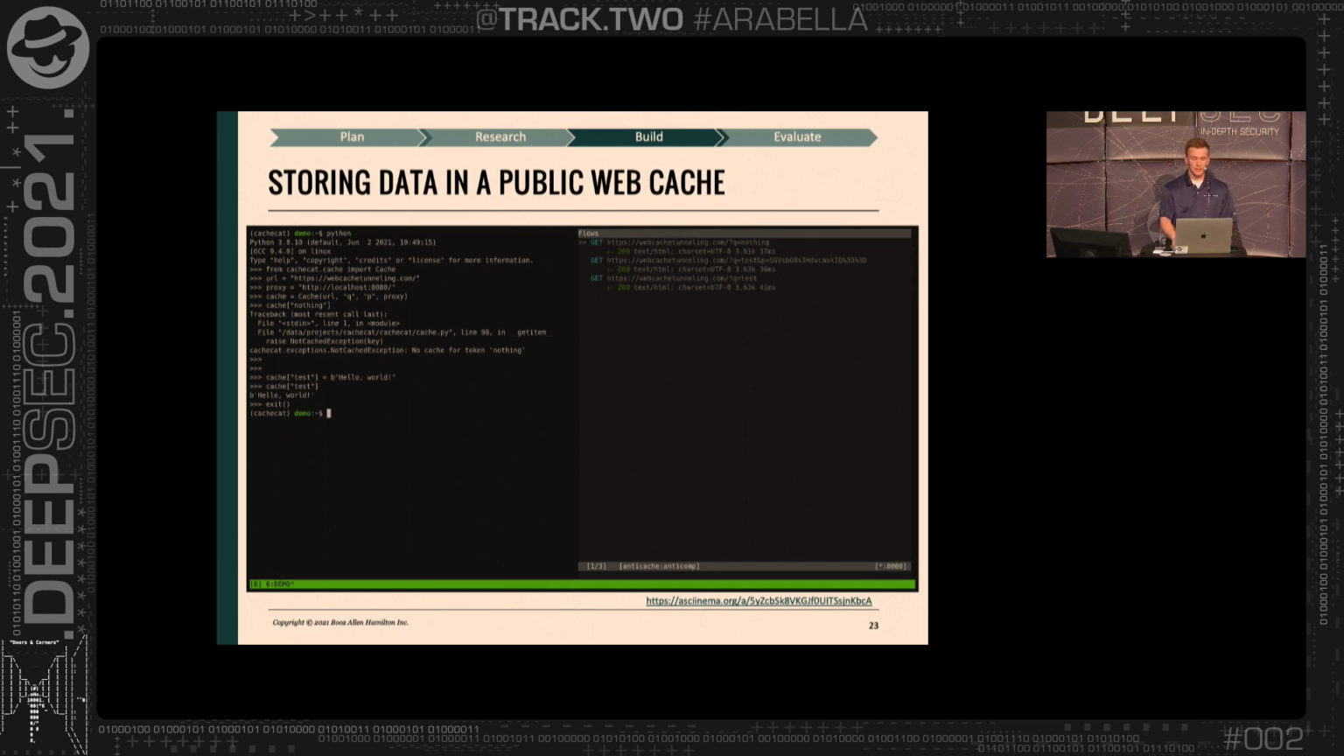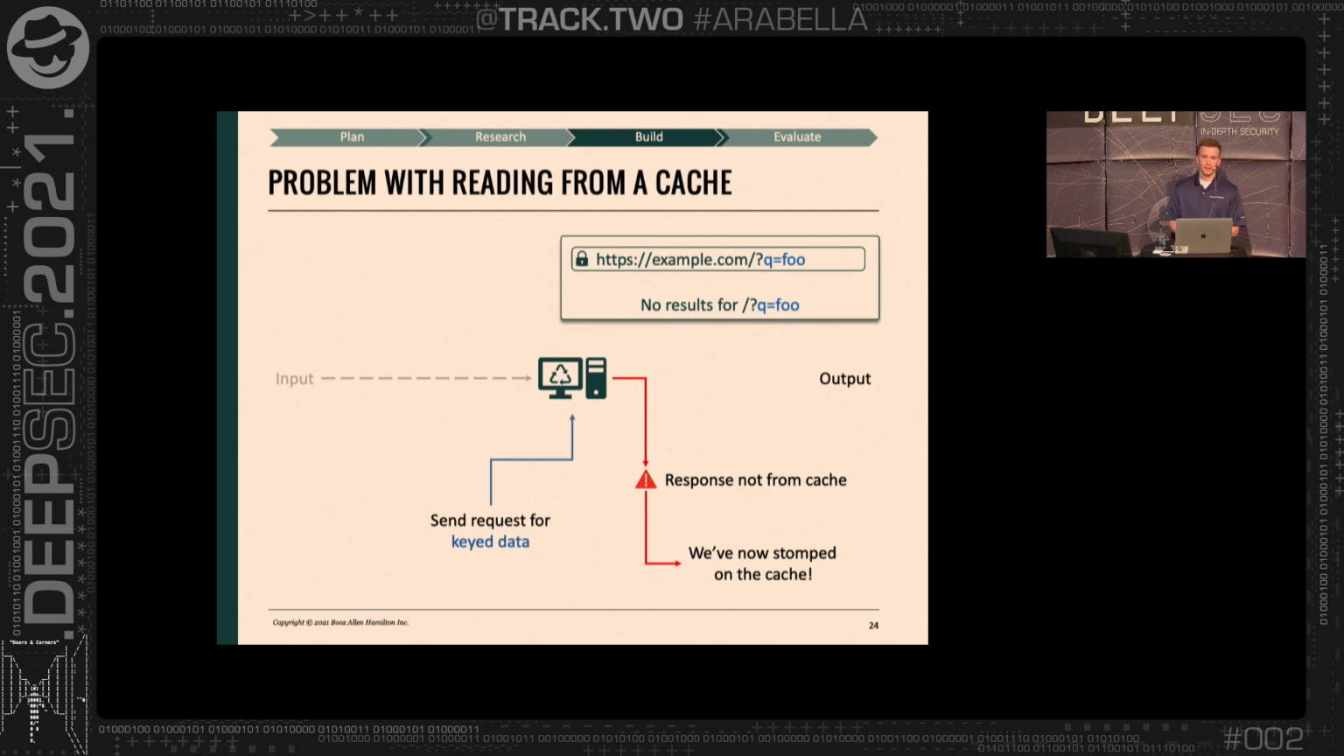In fact, the problem's even worse. Reading from that slot in the cache also stomps on the cache. And so just merely checking to see if there's data itself writes data to the cache. So we need a way around this in order to communicate.